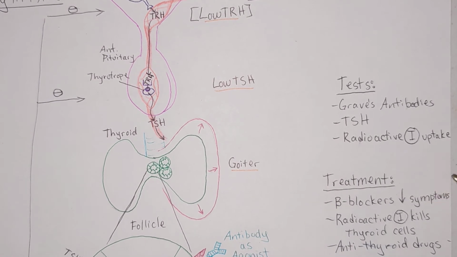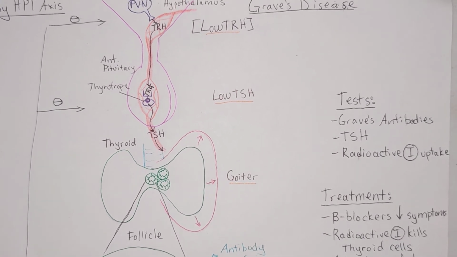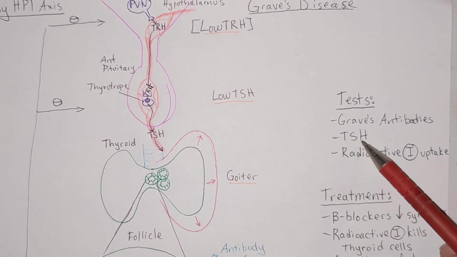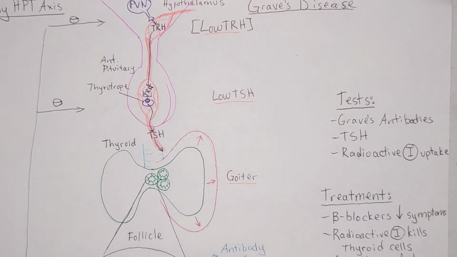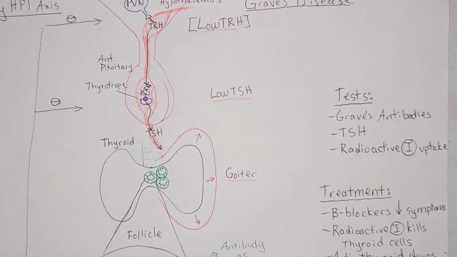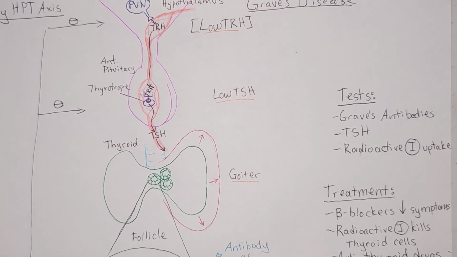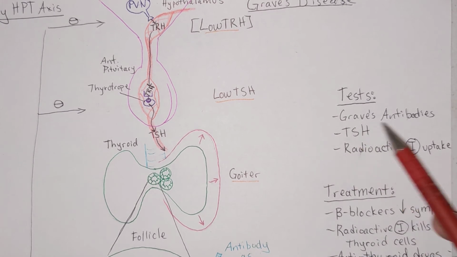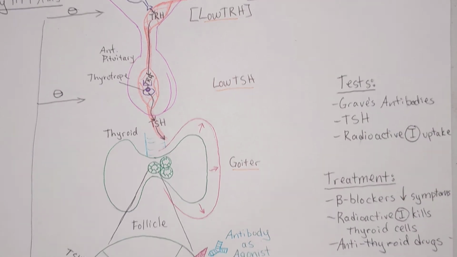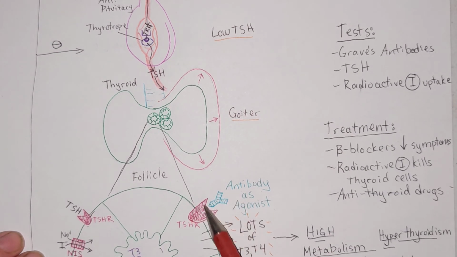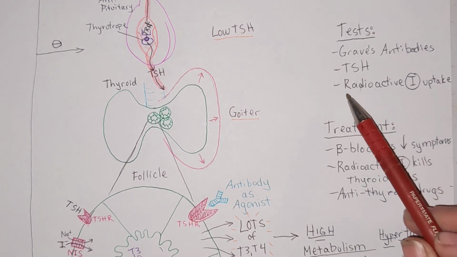If you were to run tests to detect Graves' disease, what could you look for? Well, first of all, you could look for TSH levels, but you could also look for T3 and T4. You could look for TRH as well, but generally low TSH can be indicative of Graves' disease. You can look for the antibodies that are actually causing the problem in the first place. If these are present, they are acting as agonists, and therefore that is the cause of the additional T3 and T4.